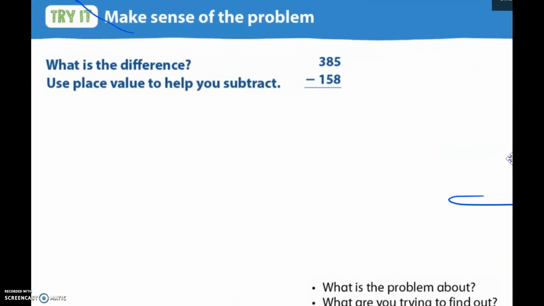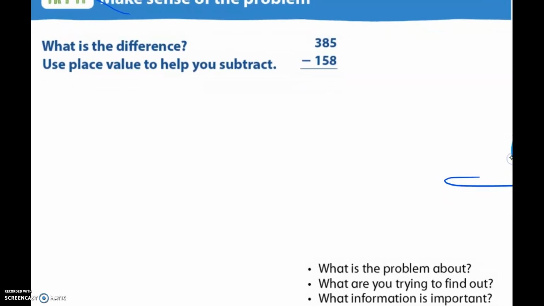So this is the problem that we're doing today. You should have already tried this problem. So first, when it says what it's about, it just wants you to find the difference. And it says to use place value to subtract. So it just says what is the difference, and what information is important is this problem right here.